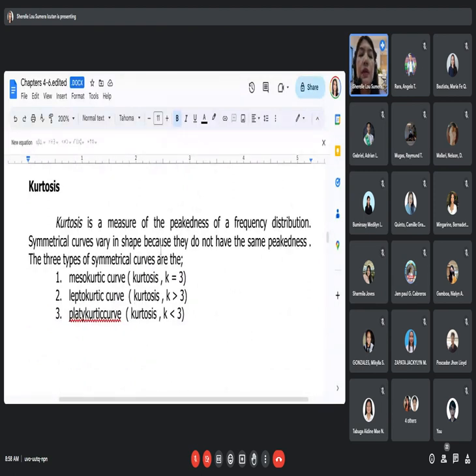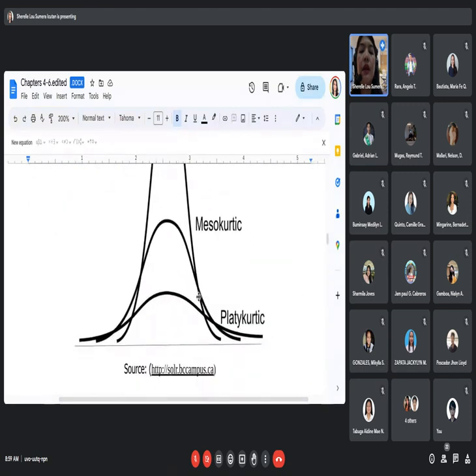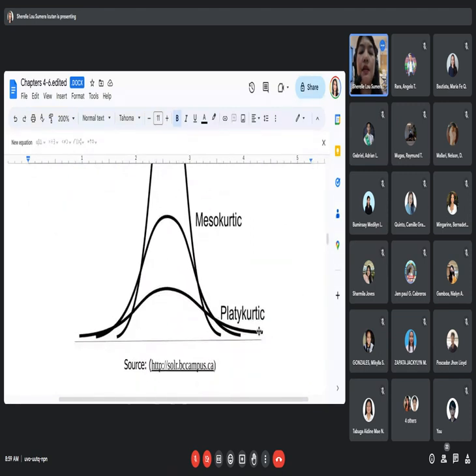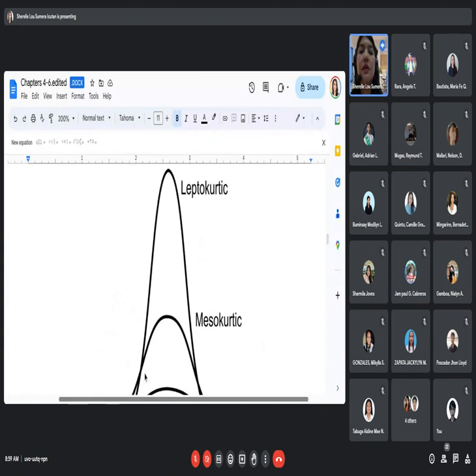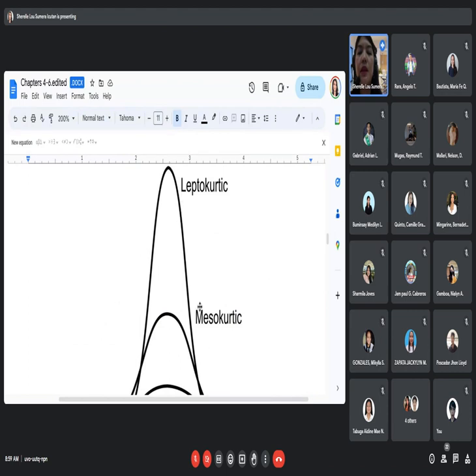So for kurtosis, ito na yung peakedness or gaano katangos. So parang ilong natin to. Sino ang may ilong na platycardic? To, flat. Mesocardic, katamtaman. At yung sobrang tangos, no, leptocardic. So sa mga Pilipino, nandito tayo sa meso, platy. Pero may mga pinagpalang sobrang taas leptocardic.